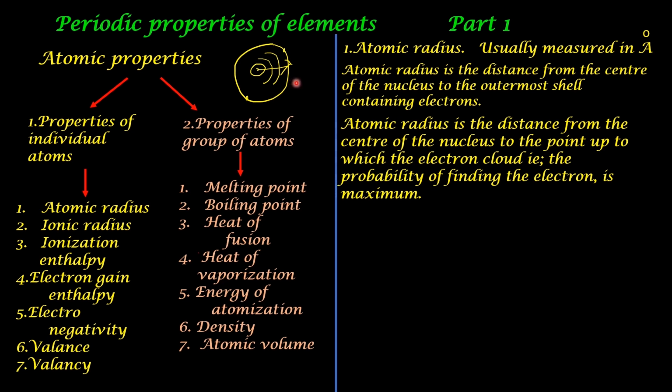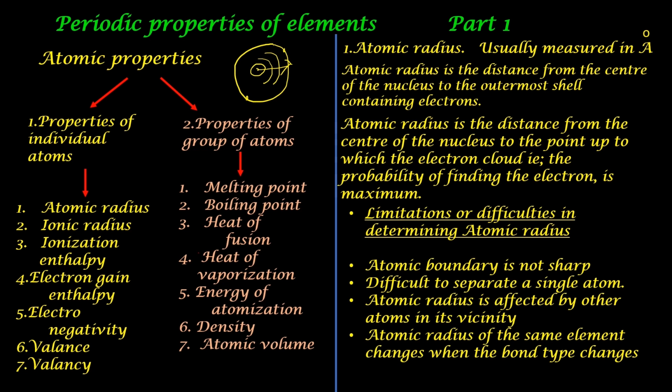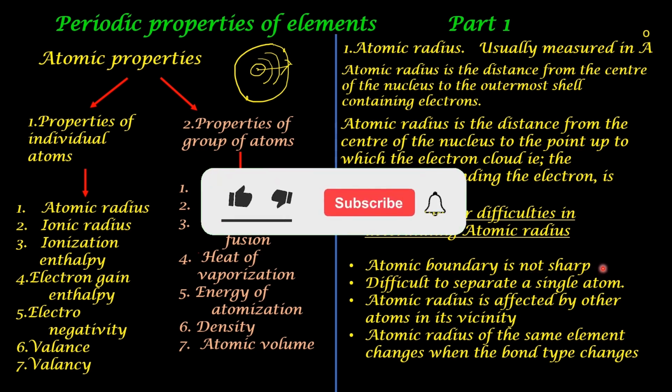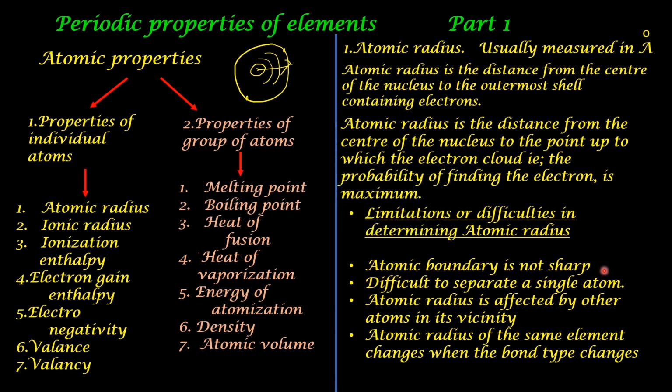Estimating the atomic radius is not an easy job. There are some limitations or difficulties in estimating the same. We will see one by one. Atomic boundary is not very sharp. Though we represent the electron cloud or the boundary as a circle in boundary diagram, electrons may sometimes cross this boundary and move beyond this boundary or this maximum density area.